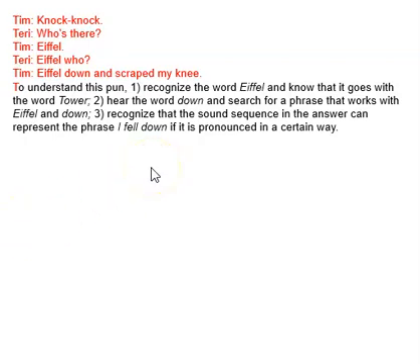To understand this pun, 1, recognize the word Eiffel and know that it goes with the word tower, like the Eiffel Tower. 2, hear the word down and search for a phrase that works with Eiffel and down. 3, recognize that the sound sequence in the answer can represent the phrase I fell down if it is pronounced in a certain way. So Eiffel Tower is what you're kind of expecting to hear. Eiffel, Eiffel who? Eiffel Tower. But it's not. It's I fell down and scraped my knee.